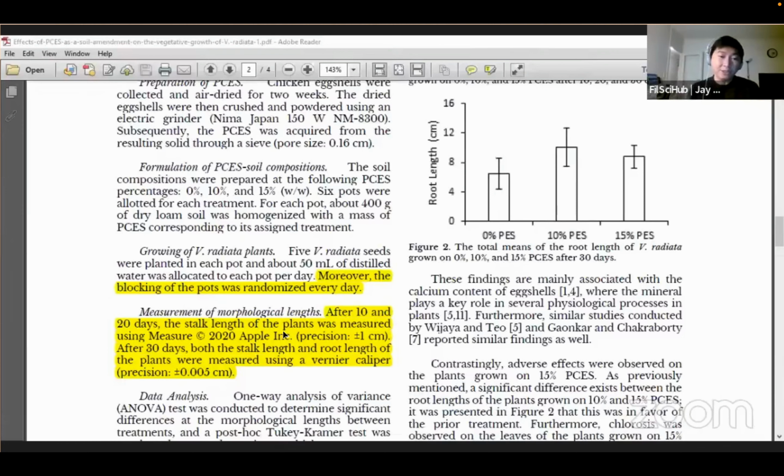Probably itong mga estudyante na to were just really techy. That's why they use their phone to measure those. But well, probably a simple ruler or meter would do the job.